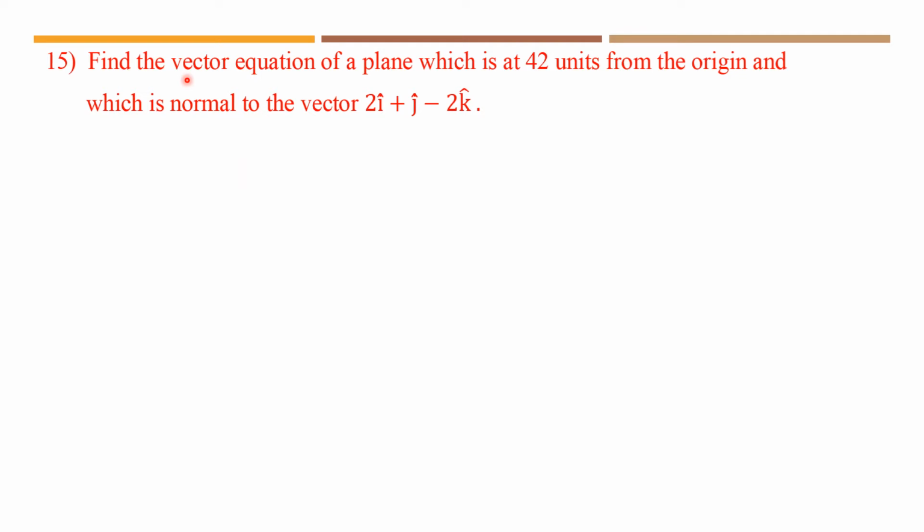Example number 15. Find the vector equation of a plane which is at 42 units from the origin and which is normal to the vector 2i plus j minus 2k. Same type of example. Here the distance from the origin to the plane is 42, means p equal to 42. Also the normal to the plane is n bar equal to 2i plus j minus 2k. We have to find the equation of the plane. The formula is r vector dot n cap equal to p.